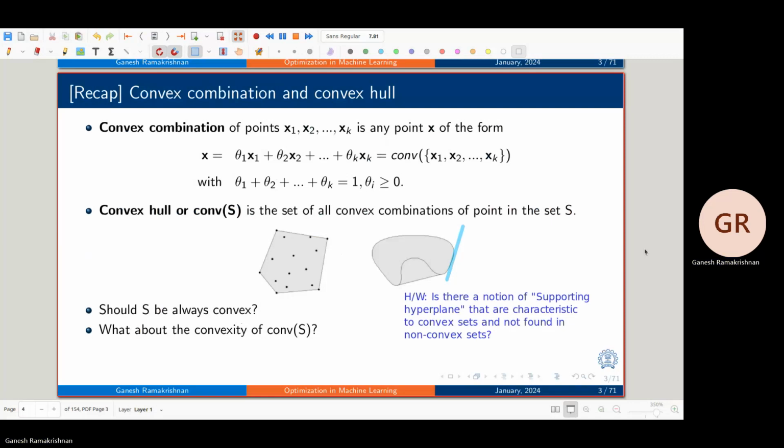So what is your hypothesis? What do you think will happen? What could I state as a potential theorem? Anyone? I kind of hinted there, right? Supporting hyperplanes are characteristic to convex sets and not found in non-convex sets. Yes, it's okay, speak up. I mean, not far from what we have already written on the board.